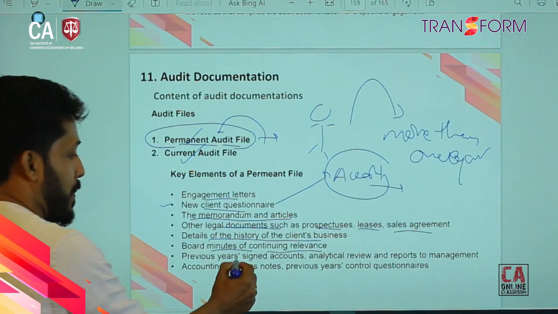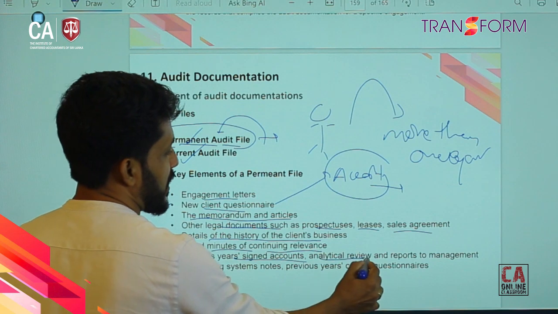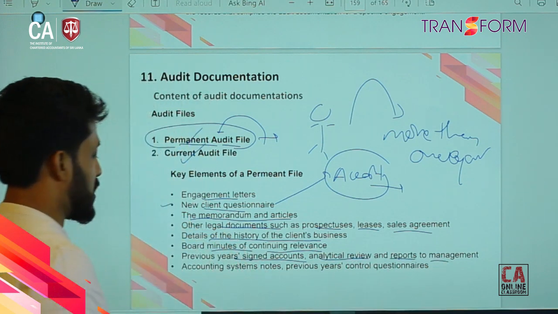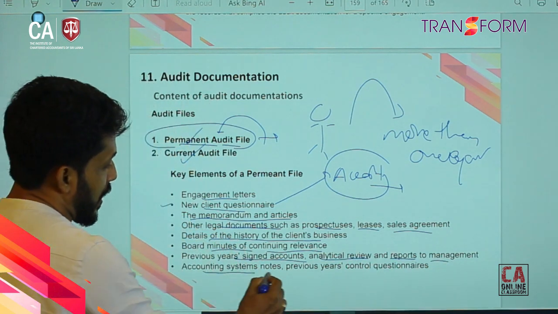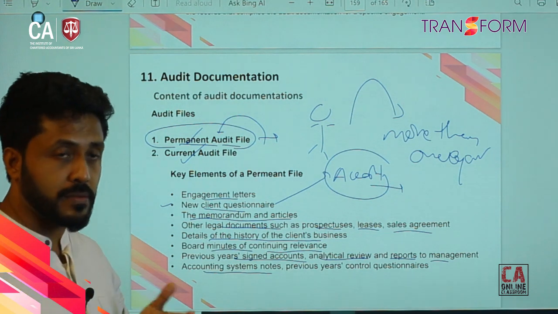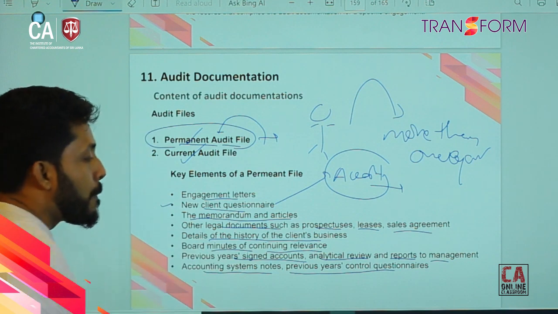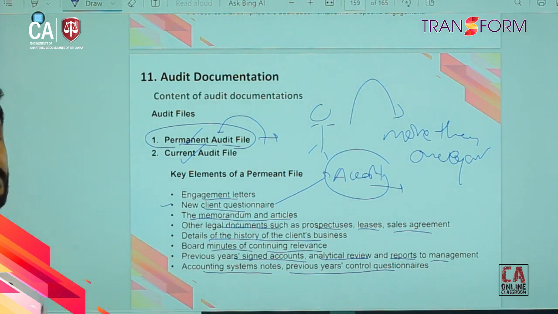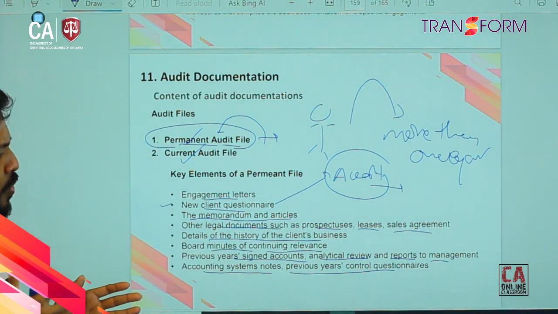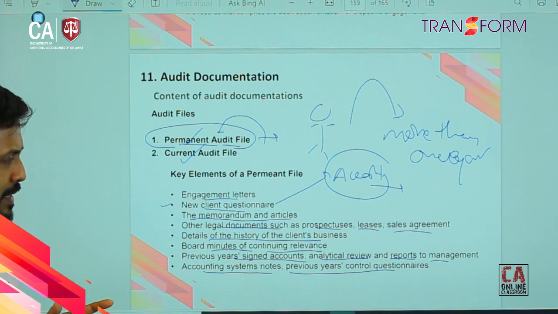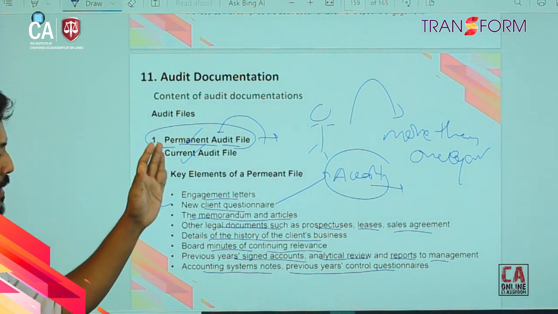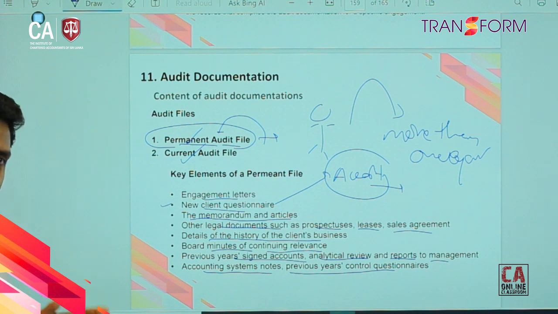And previous year signed accounts, analytical review and reports to the management, and then accounting system, accounting policies, right? Previous year control questionnaires. So then all those common aspects can be documented in the permanent file. The purpose is that this can be used for future audits.